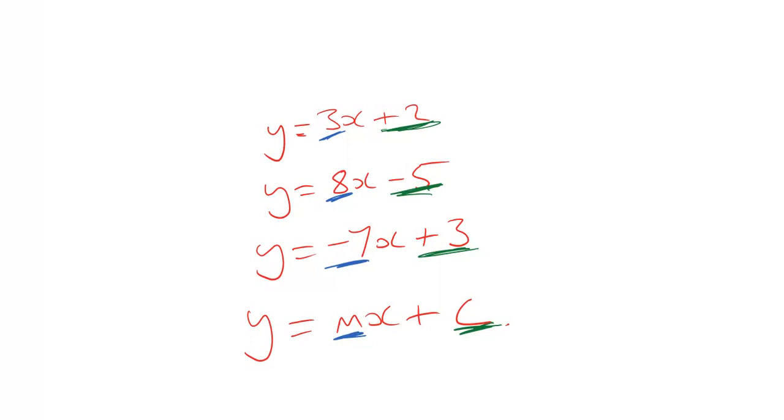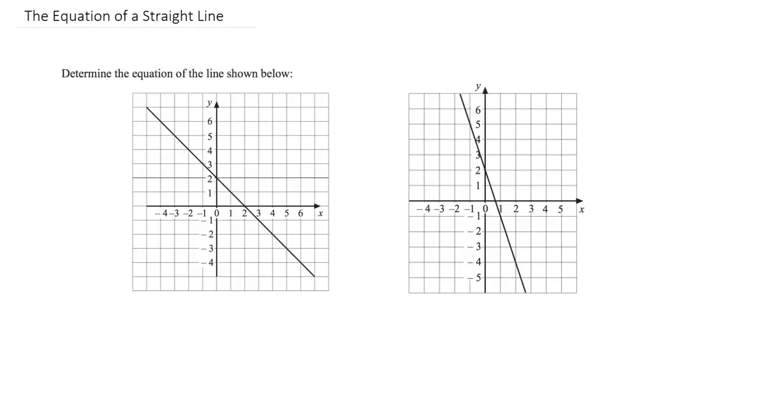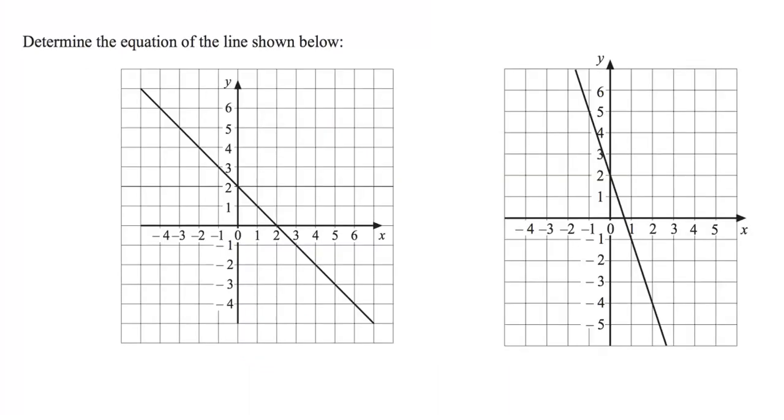This m and this c help us to work out the steepness of the line, and where the line is positioned on the graph. So how are we going to get from our line on our diagram to an expression like this, a formula for that particular line? Well, we need to find two things.